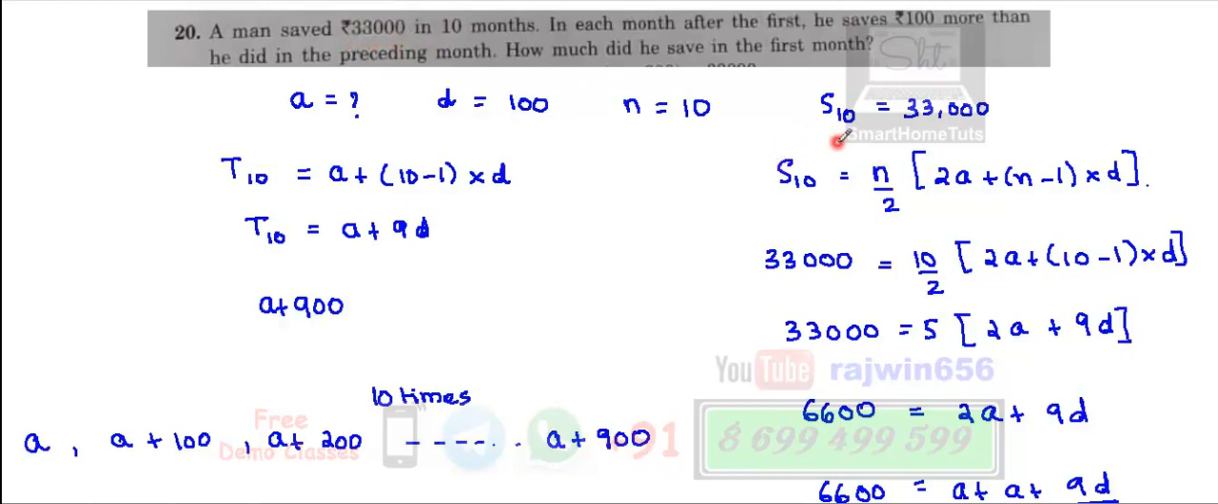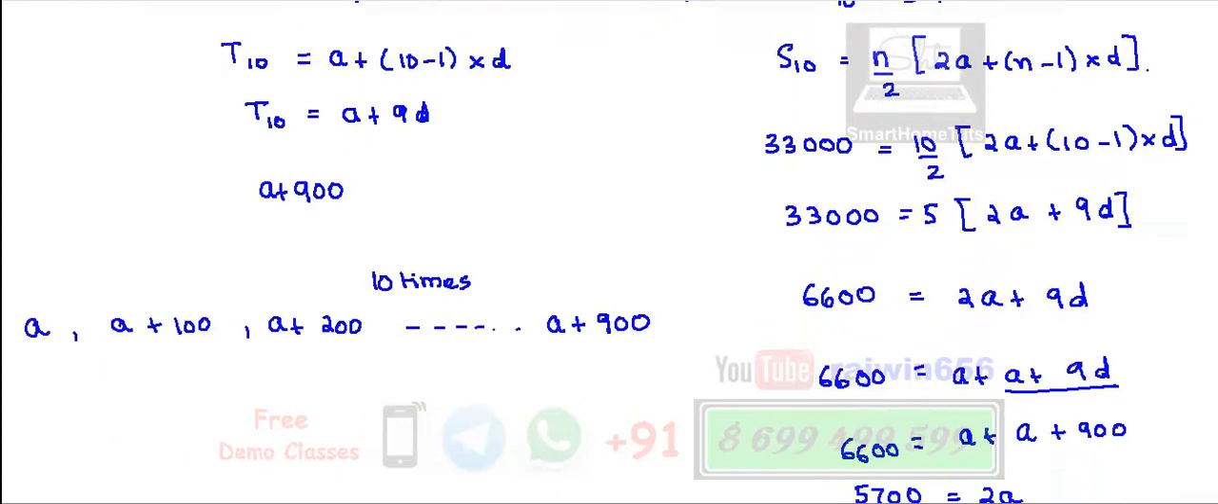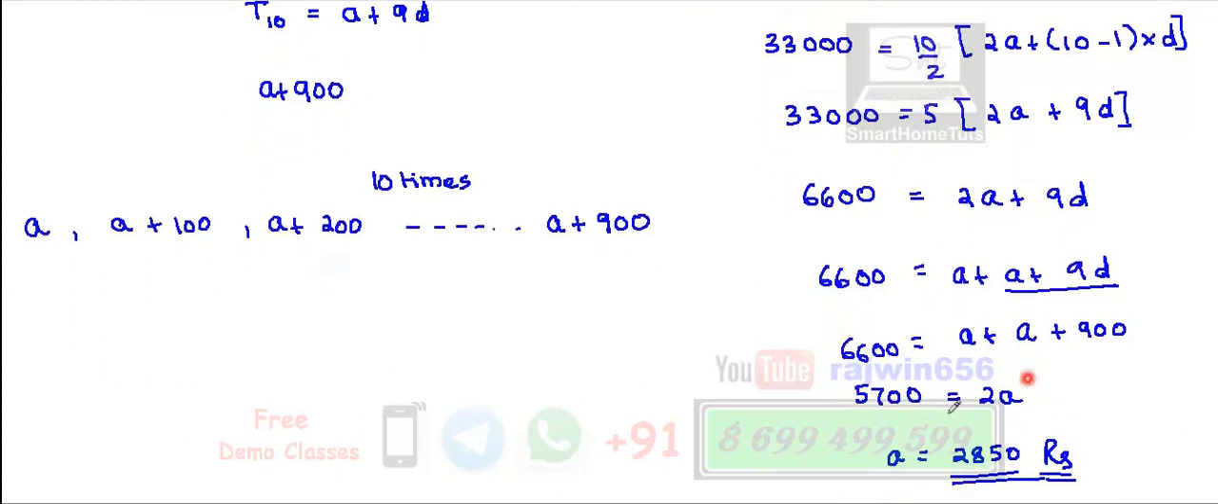So SN, that is the total amount. I'm applying this formula, substituting this, and I'm getting the value of A as 2850. Now you can take down the sum. If you have any questions, you can ask me.